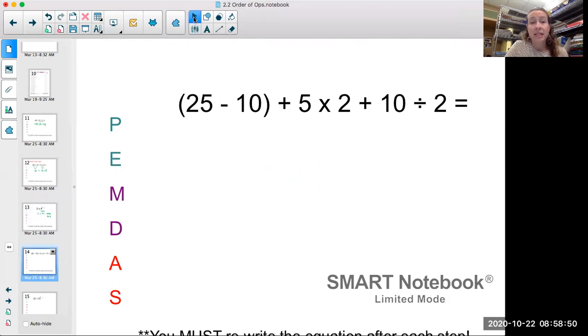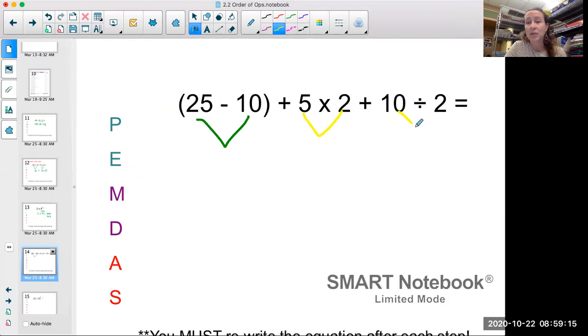This one is very busy. It has a lot of things going on in it, but remember, we're going to do the parentheses first. 25 minus 10. Then look for exponents. No exponents. So after you figure out 25 minus 10, then you're going to do multiplication or division, whichever comes first. So we do the multiplication, and then we do the division. And then finally, we do the adding.